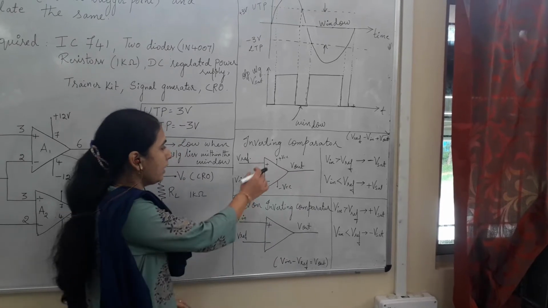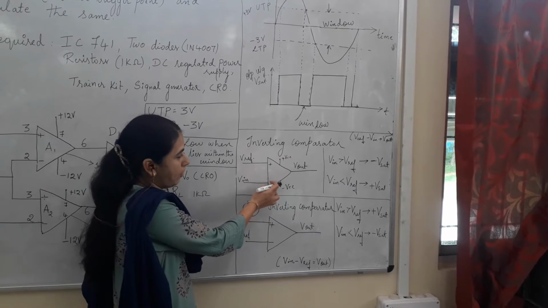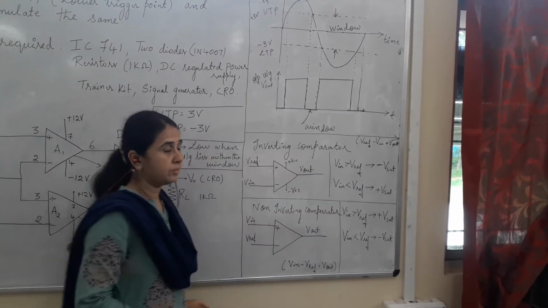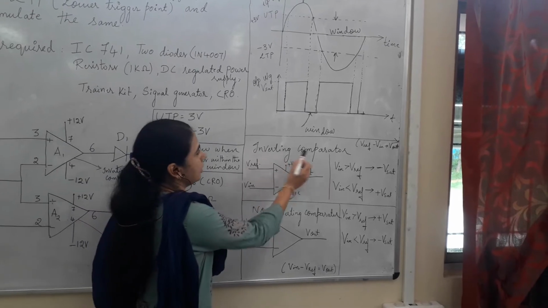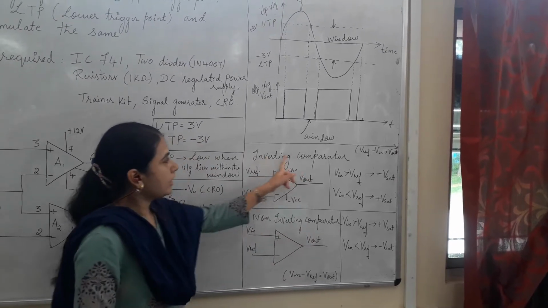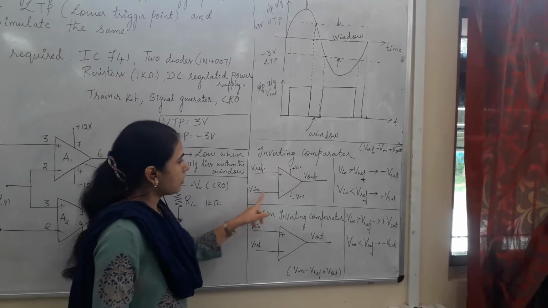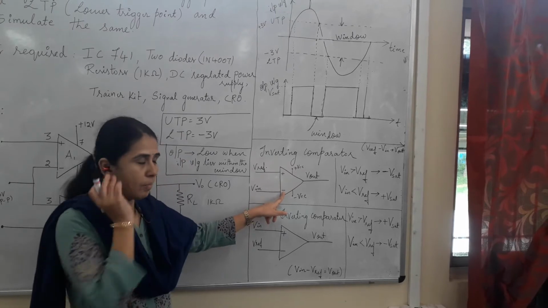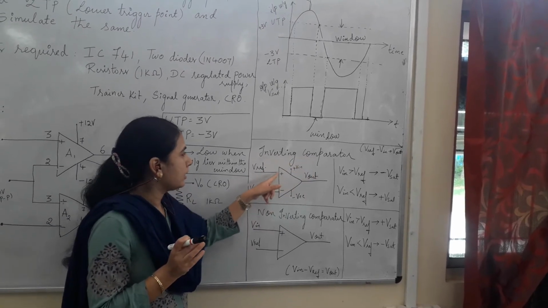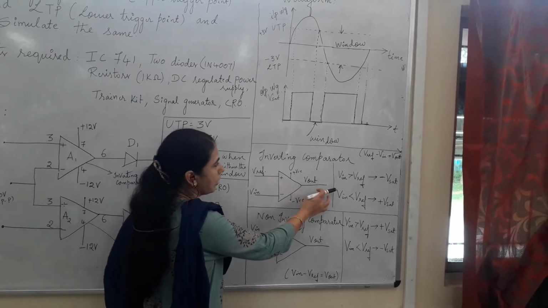So, depending on which terminal of the op-amp the input is given to, it has been classified into 2 types of comparator. That is inverting comparator and non-inverting comparator. It is called an inverting comparator because you can see the input is given to the inverting terminal of an op-amp. Obviously, the other terminal will have a V reference voltage and we have only 1 output.